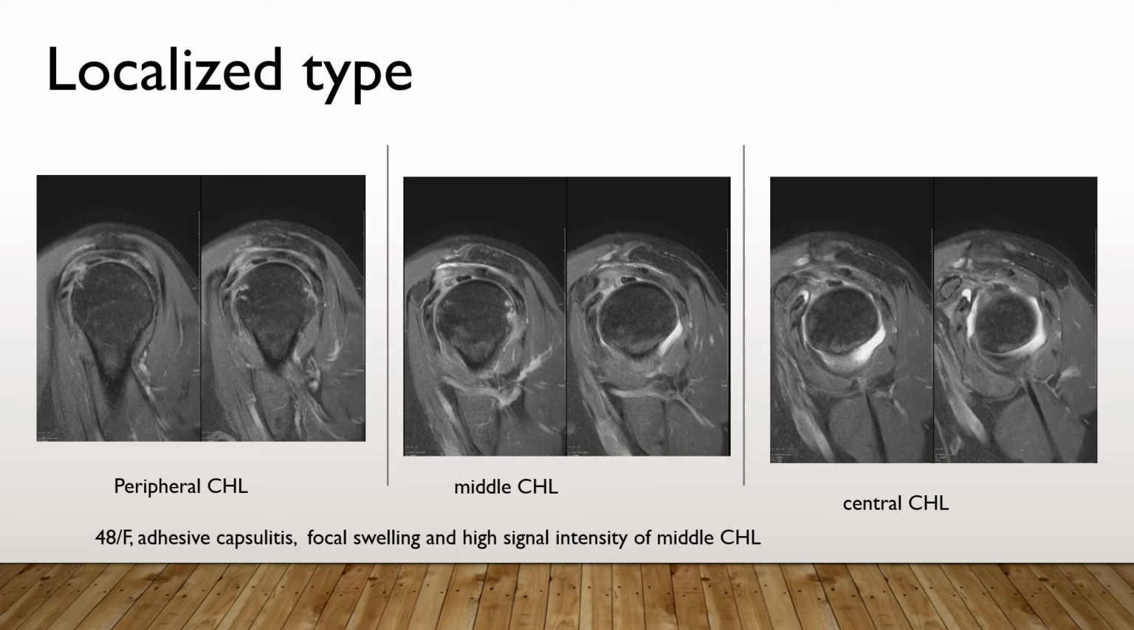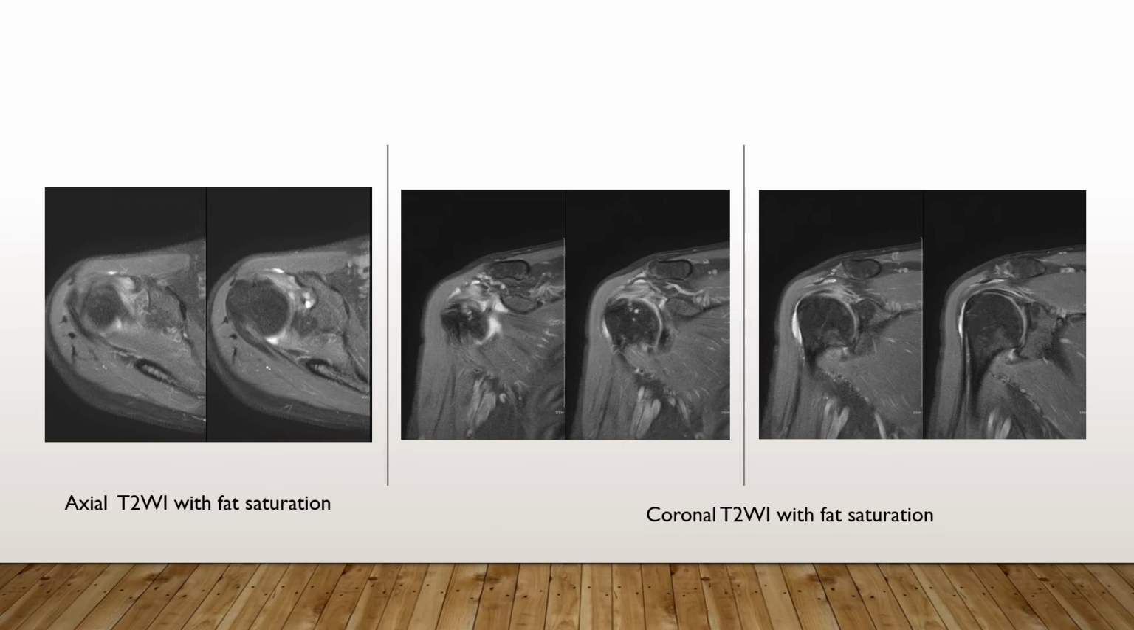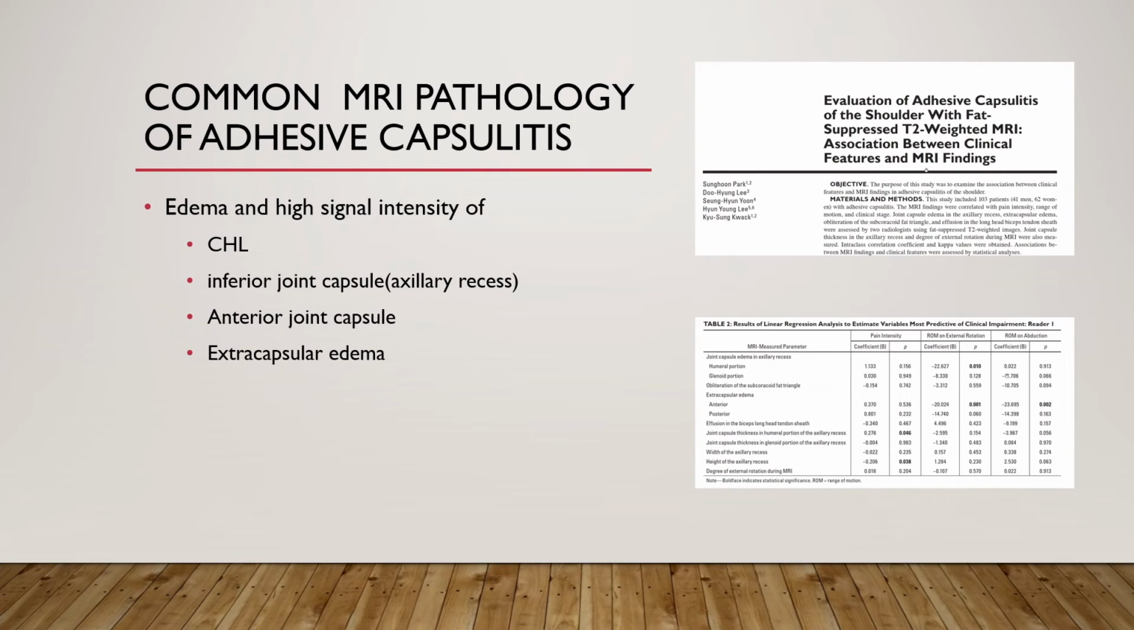In this patient, swelling and high signal intensity are shown only in the middle coracohumeral ligament. Coronal and axial T2 weighted images show localized high signal intensity in the middle aspect of the coracohumeral ligament. What are the common MRI pathologic findings of adhesive capsulitis?